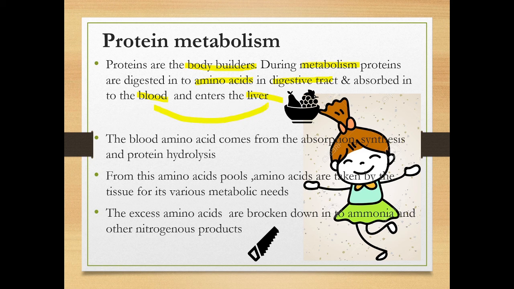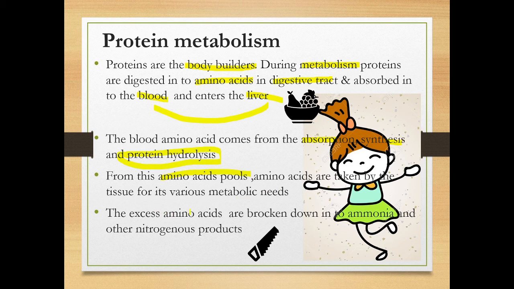So the blood amino acids come from absorption from the intestine, synthesis (the body can synthesize amino acids), and the hydrolysis of protein, the broken down protein. This is the way by which the amino acids in the blood are increased. This is called the amino acid pool. So what is an amino acid pool? All the amino acids seen in the blood are called the amino acid pool, which comes through absorption, synthesis and protein hydrolysis.